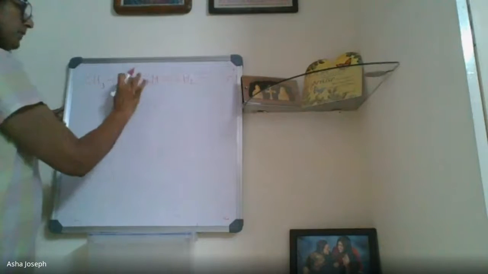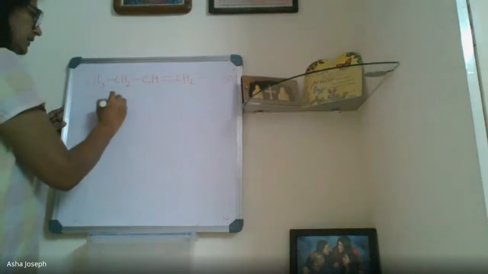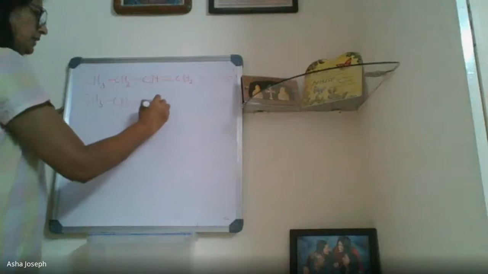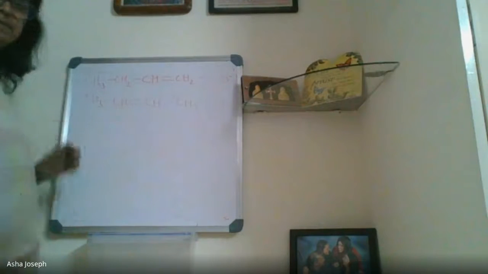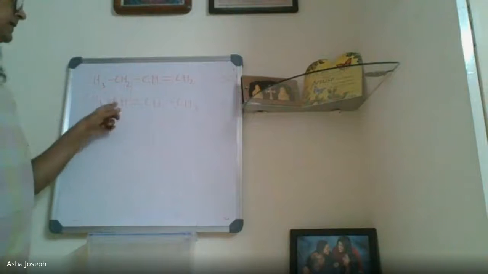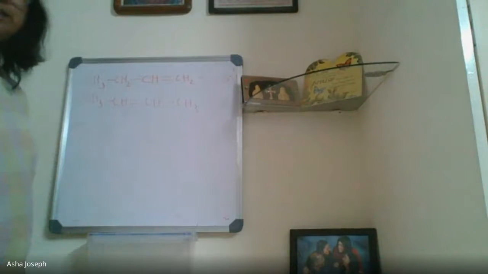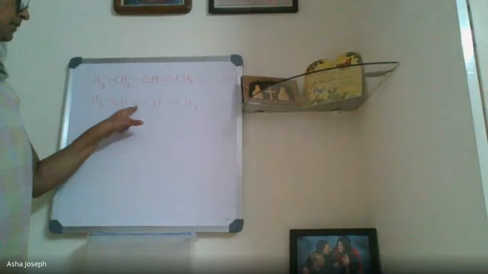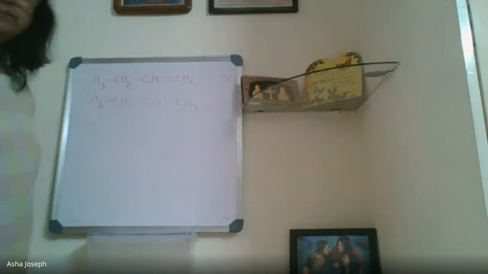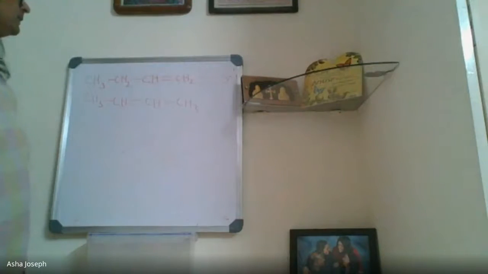But-1-ene to but-2-ene means here CH3, CH, double bond, CH, CH3. Okay. Can anybody tell me? This is frequently asked. But-1-ene to but-2-ene, say the double bond is in the second carbon. How do you do this? Ma'am, is it by Markovnikov?